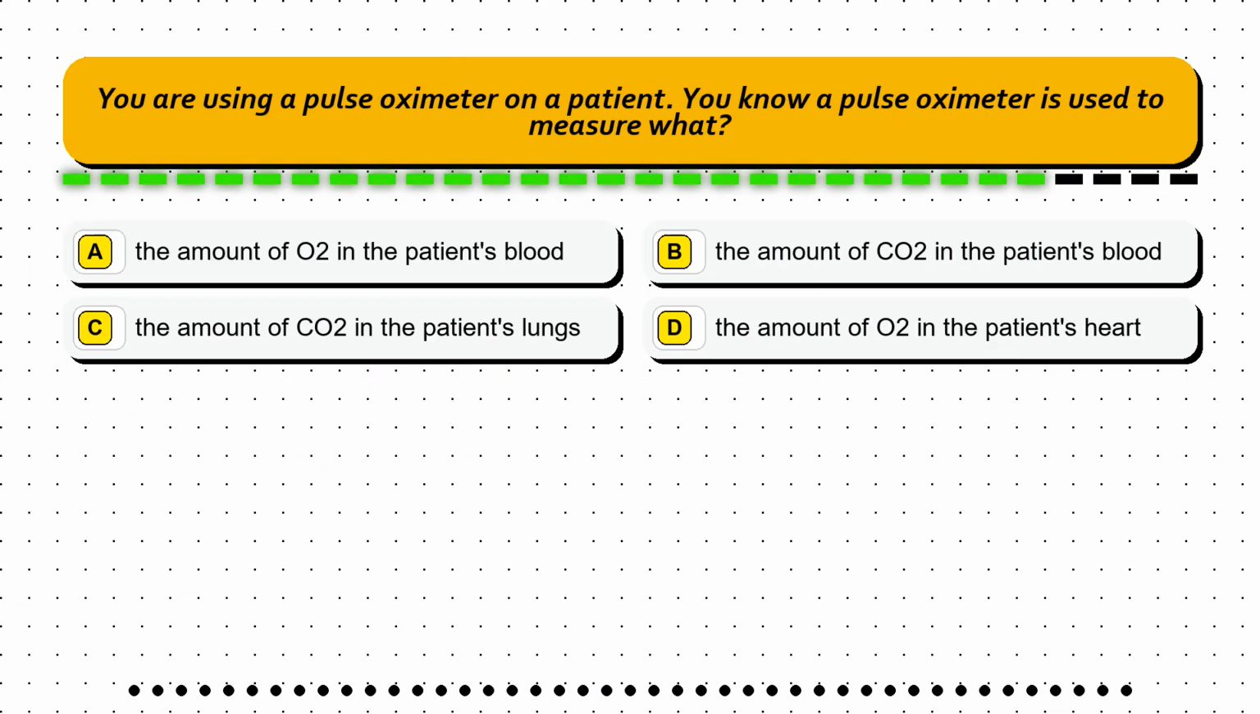Question 31. You are using a pulse oximeter on a patient. You know a pulse oximeter is used to measure what? Option A, the amount of O2 in the patient's blood. Option B, the amount of CO2 in the patient's blood. Option C, the amount of CO2 in the patient's lungs. Option D, the amount of O2 in the patient's heart.